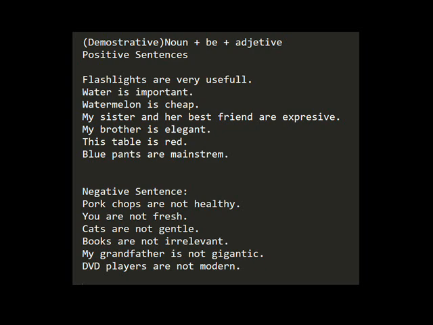Negative sentences. Pork chops are not healthy. You are not fresh. Cats are not gentle. Books are not irrelevant. My grandfather is not gigantic. DVD players are not modern.